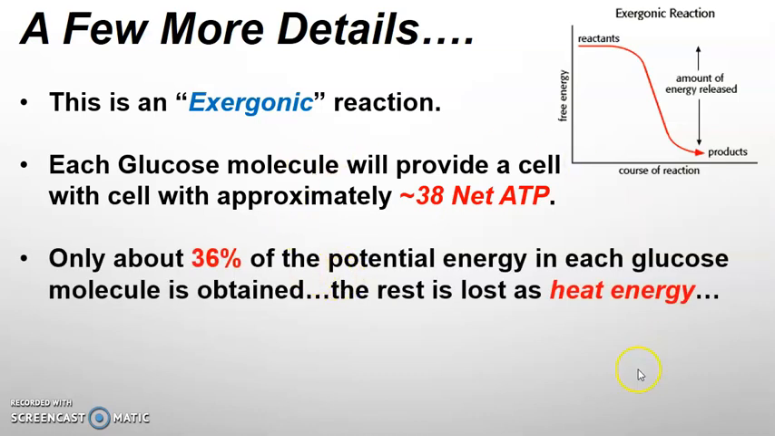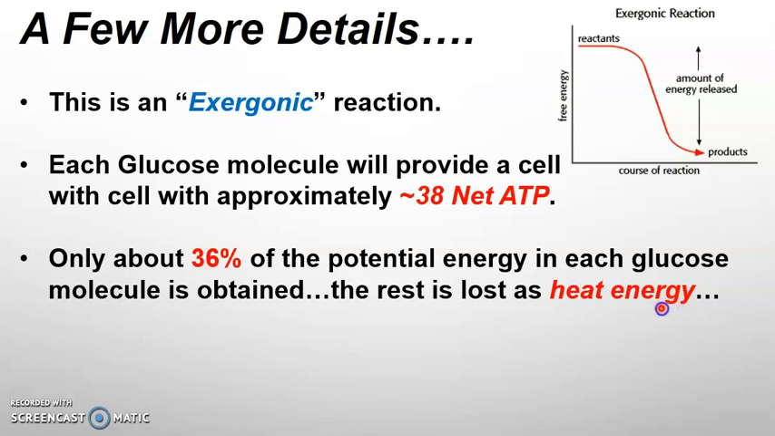Now, of all the potential energy that is in one glucose molecule, most cells only get about 36% of the potential energy stored in one glucose. So this 38 ATP is really only about 36% of the ATPs that, in theory, is stored in that chemical equation for glucose. Since we're not 100% efficient, the remainder of that energy is lost as heat.